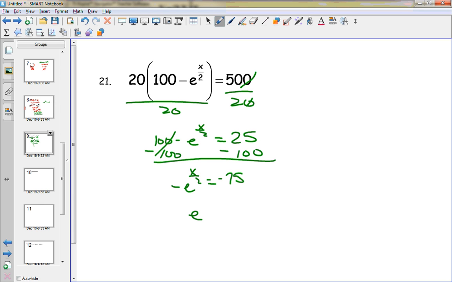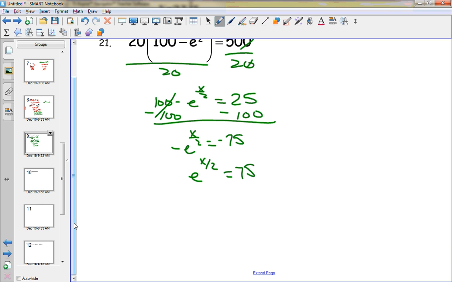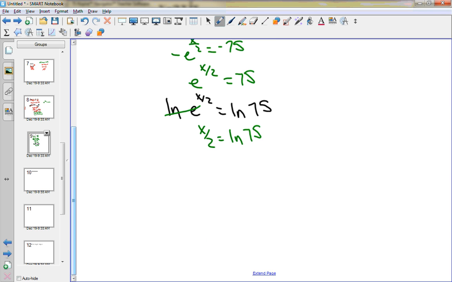Negatives cancel out, and I'm left with e to the x over 2 is equal to 75. How do I get that x out of the exponent position? The opposite of an exponential: the logarithm. I have a base of e here, so what do I have to do on both sides? I need to take the natural log of both sides. So the natural log of e to the x over 2 is equal to the natural log of 75. Those cancel out, and I'm left with x over 2 is equal to the natural log of 75. Keeping in mind the natural log of 75 is just a number, right? Now how do I solve for x? Multiply by 2, so x is equal to 2 times the natural log of 75.